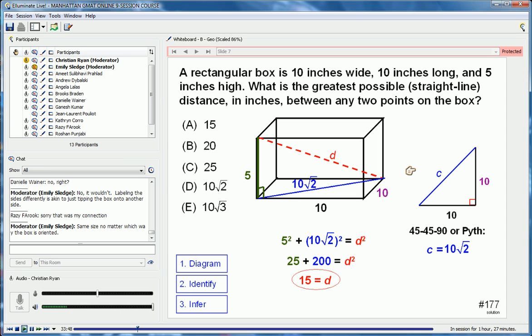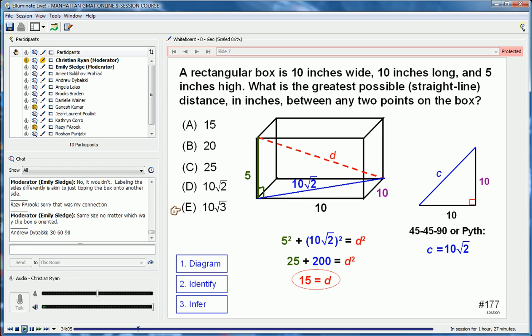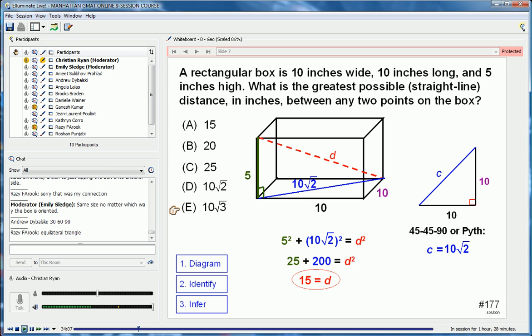Any other questions? Also want to point out 10 root 2 is an answer partway there, and 10 root 3, does anyone know where 10 root 3 would come into a problem like this? Go ahead and type in. 10 root 3, where would that come in? It could come in a 30-60-90 triangle, in an equilateral triangle, but specifically in a box. Where would 10 root 3 come in a box? Anyone know? Exactly. Razi's got it right on.